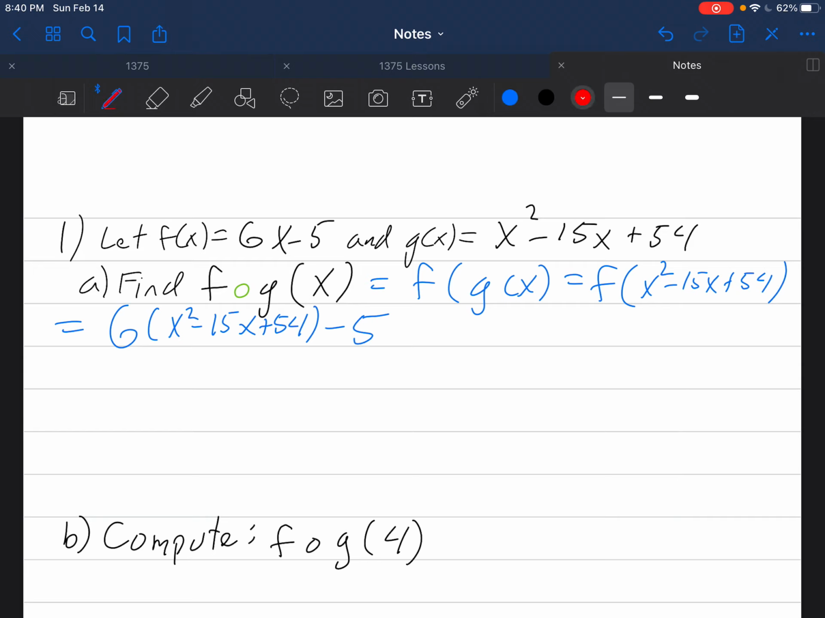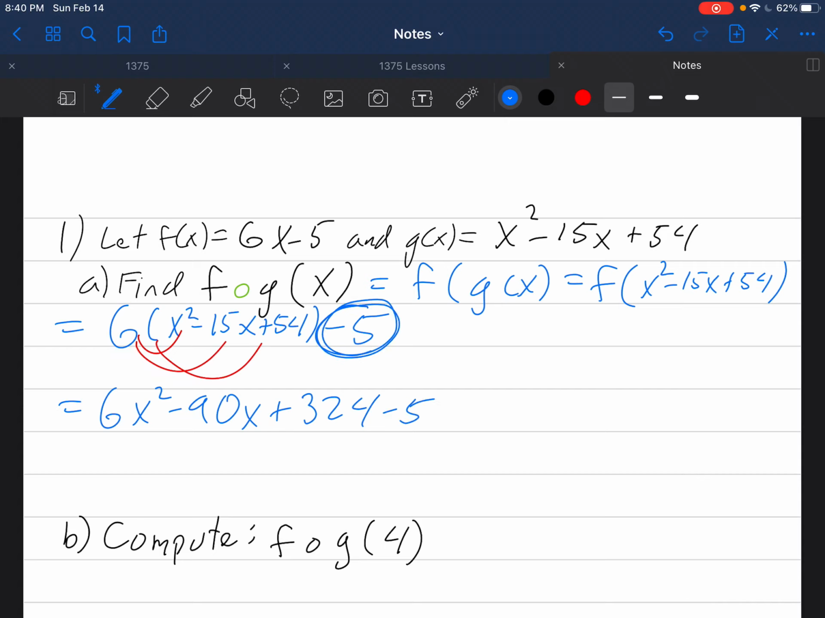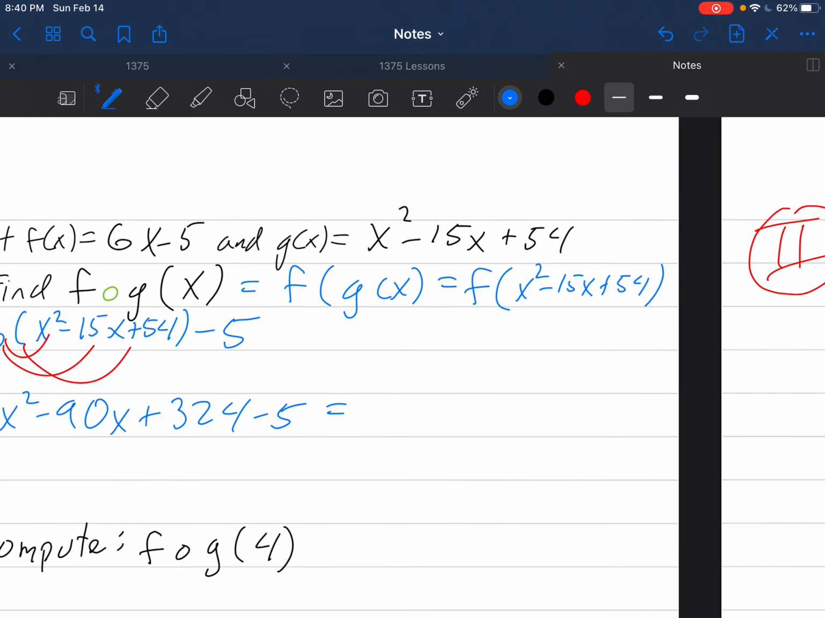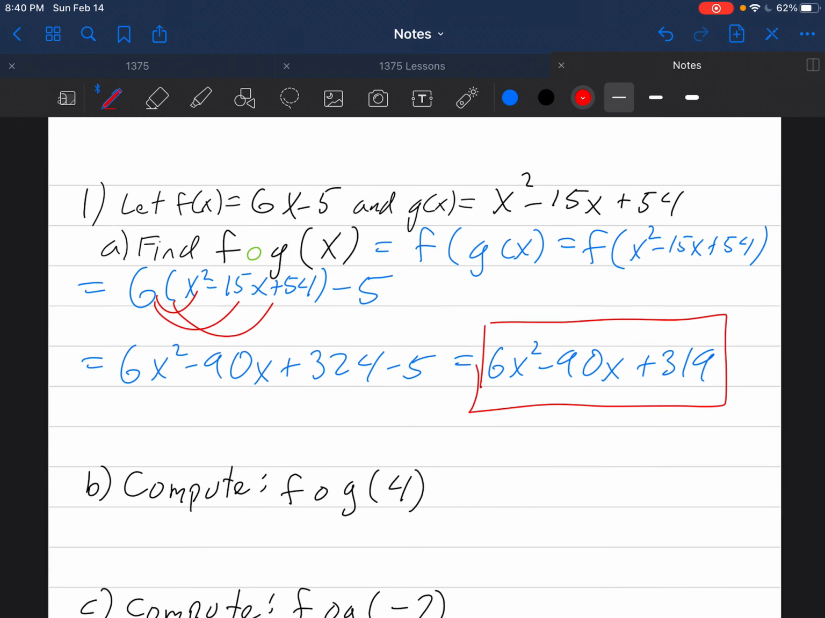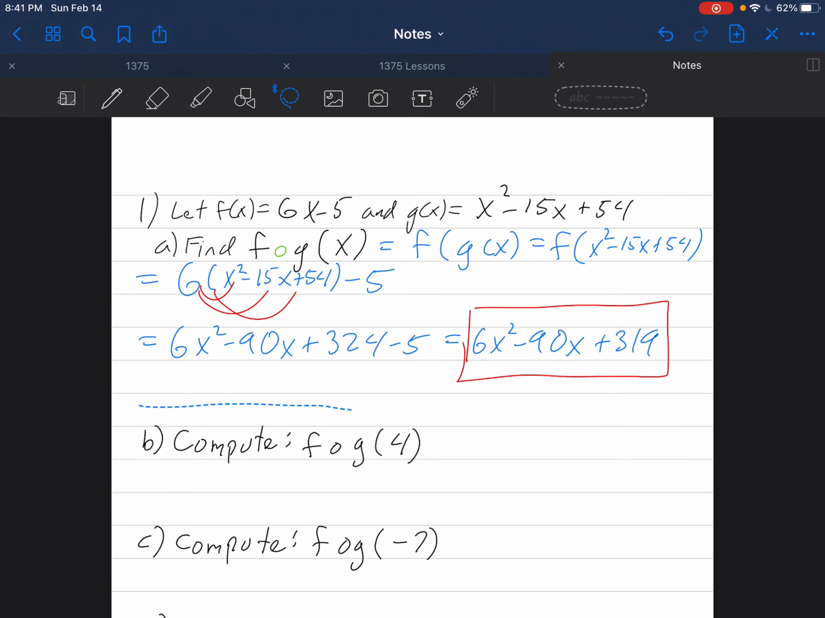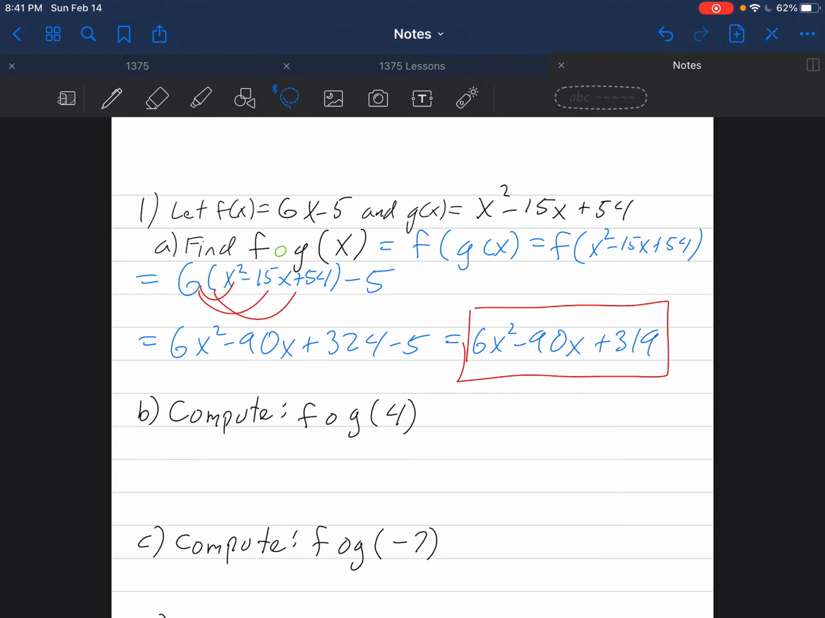In order to evaluate this, let's do some distribution. We're going to get 6x squared minus 90x plus 324, minus 5. Don't forget, this minus 5 is coming from the f of x. So this is going to equal 6x squared minus 90x plus 319. Saved ourselves a line there.